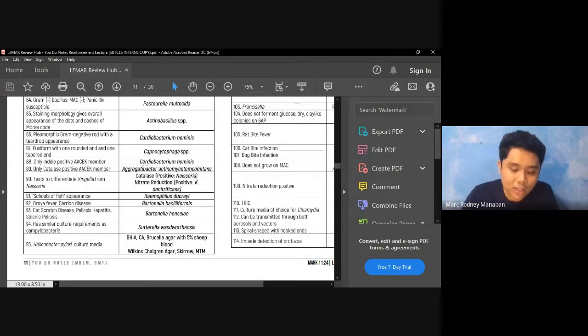Alright. Now, what are the tests to differentiate Kingella from Neisseria? Because Kingella can also grow in Neisseria na mga culture media. You can use catalase positive si Neisseria, and nitrate reduction positive si Kingella.